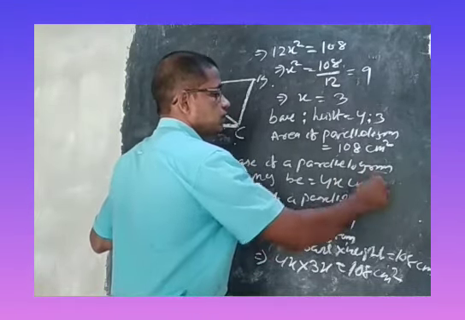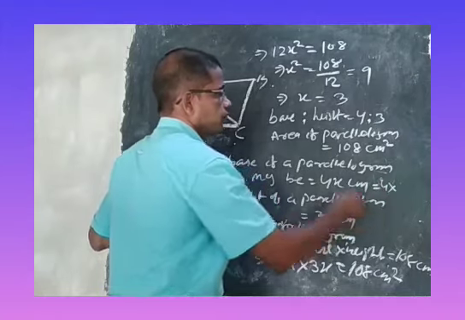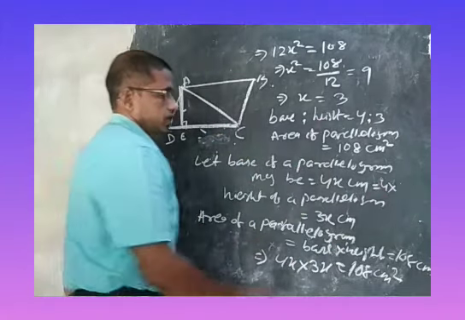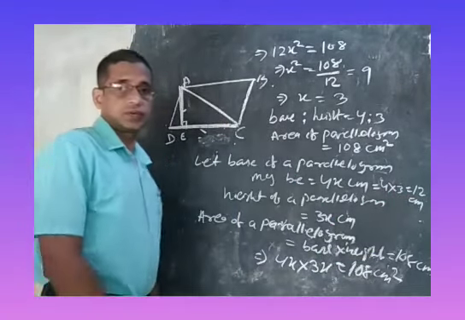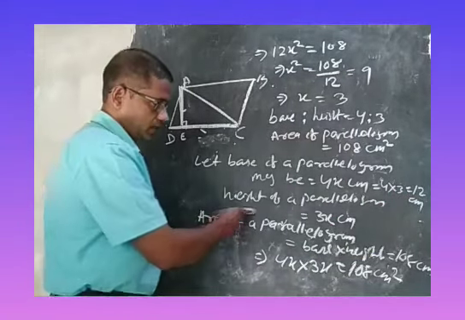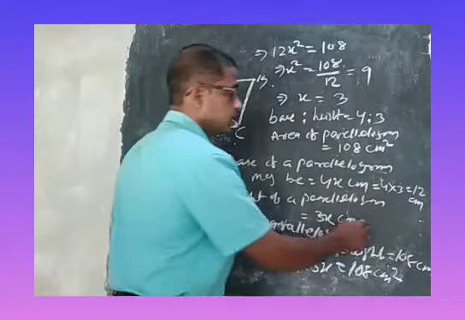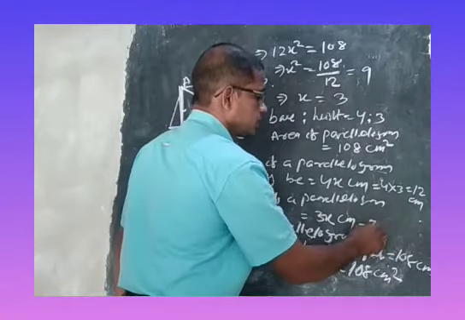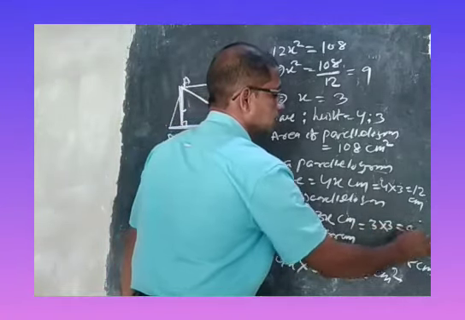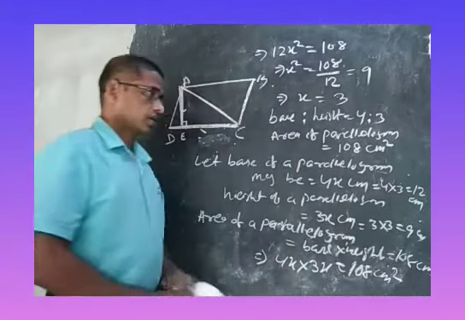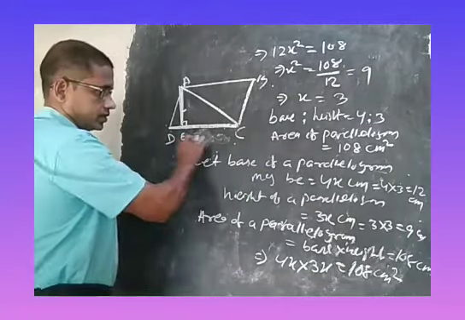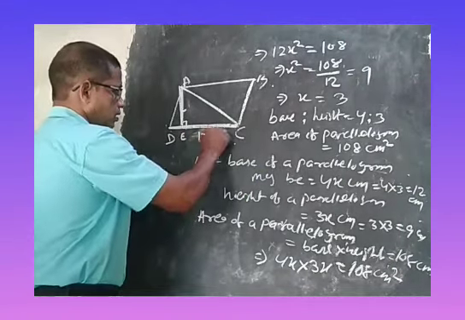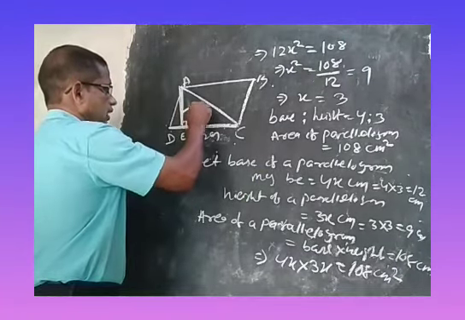If x equal to 3, base of the parallelogram is 4x centimeter. Therefore, base is equal to 4 into 3 equal to 12 centimeter. Height is 3x centimeter, 3 into 3 equal to 9 centimeter. Therefore, we get base is 12 centimeter and the height is 9 centimeter.